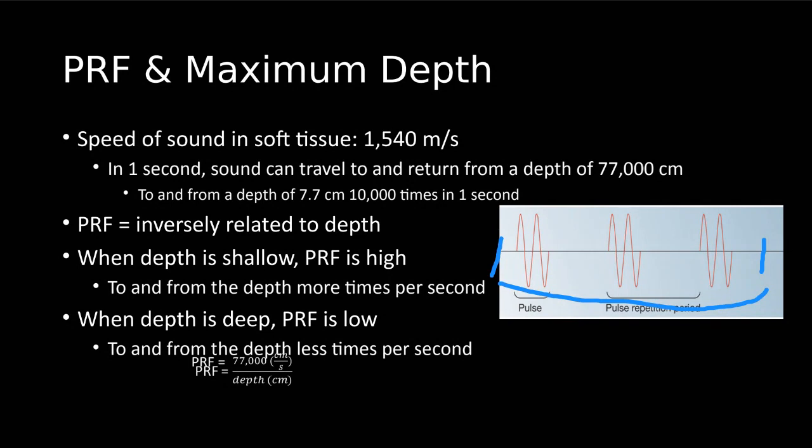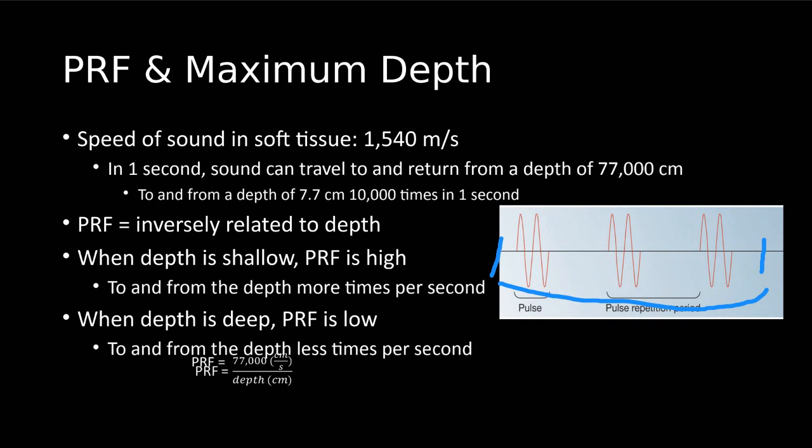Now, 77,000 centimeters is pretty big, right? For that pulse to travel that in 1 second, that's super fast. We don't need that in imaging. So now we're going to convert that to a range that we typically use. 7.7 centimeters into the body is pretty much right where our liver and our kidneys are going to be positioned.